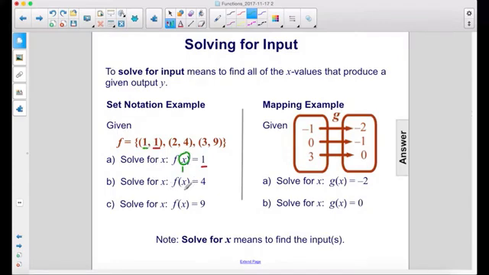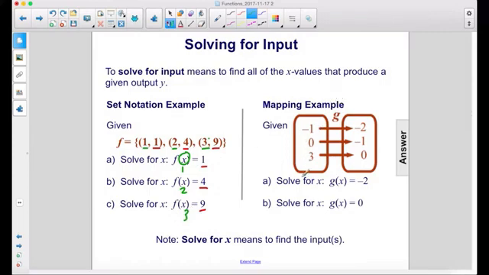Solve for x. F of x equals 4. All right, so the y output value is 4. So let's look in our points. Here, the y value is 4. So the x value that gave us 4 is 2. All right, solve for x. F of x equals 9. So the y output value is 9. Here we see 9. The x value that gave us that 9 is 3. So 3.